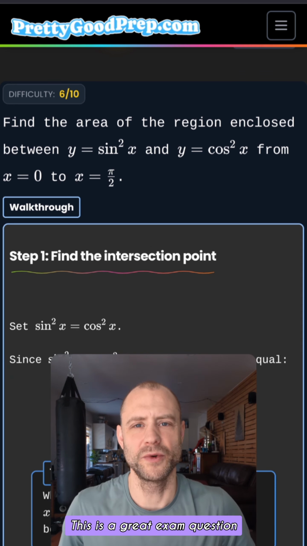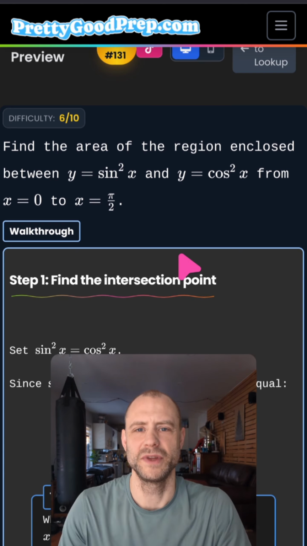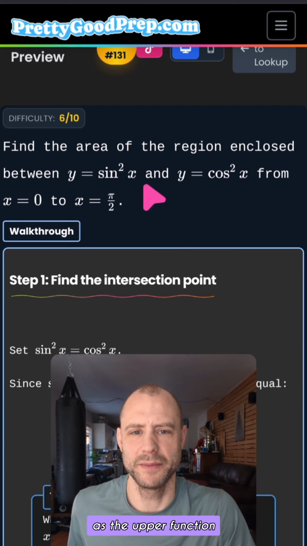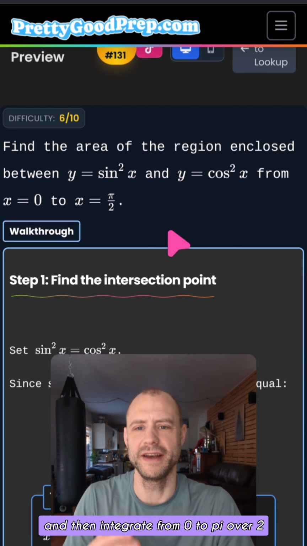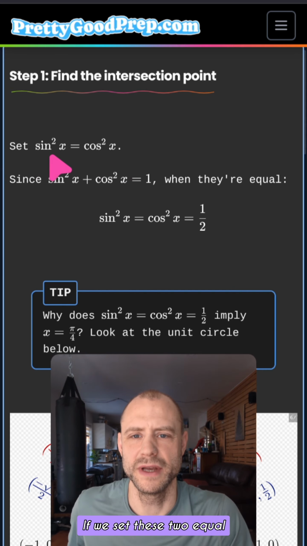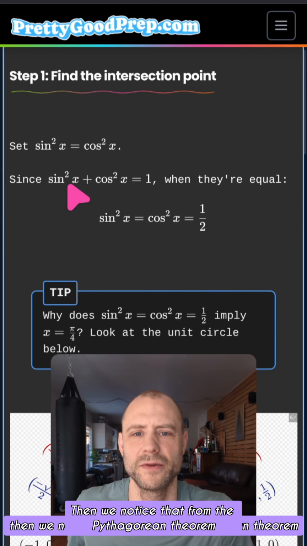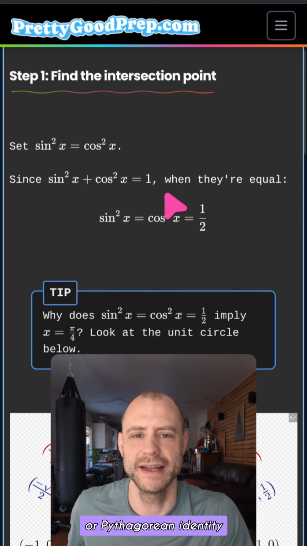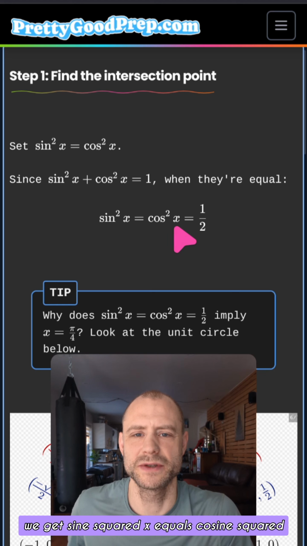This is a great exam question because there's a little trick in this one. You might be tempted just to set one of these as the upper function, one of them as the lower function, and then integrate from 0 to pi over 2. But let's be a little more careful. If we set these two equal, then from the Pythagorean identity we get sin² x equals cos² x equals 1/2.